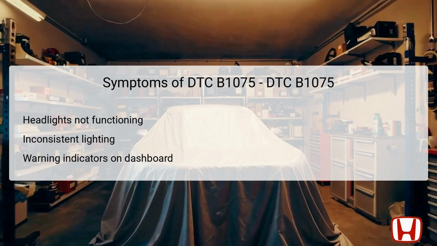Symptoms associated with DTC B1075 primarily revolve around malfunctions in the headlight system. Drivers may notice that the headlights do not illuminate when switching them on, affecting visibility drastically during night operations. Inconsistencies in lighting may arise, where headlights may flicker or only turn on in certain positions of the switch. Additionally, dashboard warning indicators may illuminate, suggesting that there is an issue with the vehicle's lighting system.